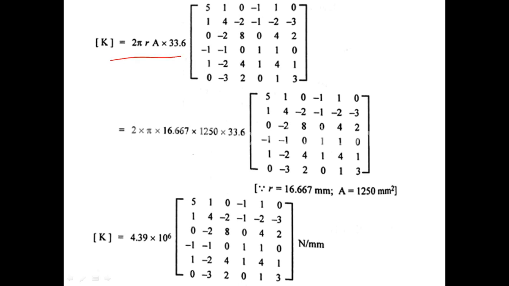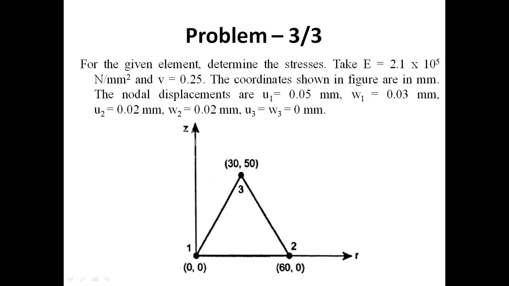And the last problem, that means the 3 by 3, is: for the given element, determine the stress. So in your first problem we discussed the B matrix, in the second problem we discussed the K matrix, and the third one is the stress. Okay, so what all the stresses are there? Immediately whenever you hear stresses in an axisymmetric element, we have to keep four important stresses in mind: radial stress, circumferential stress, longitudinal stress, and the shear stress.